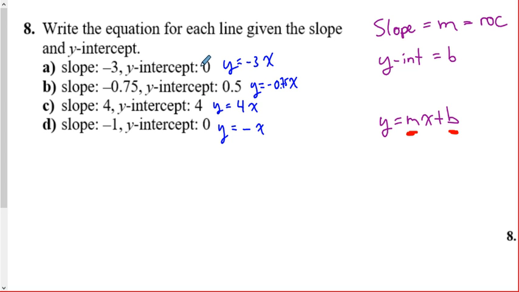Now this one has a y-intercept of 0, so I'm not actually going to write +0 because that wouldn't change it. So I'm just going to leave it as y equals -3x. And I know that means a y-intercept of 0. My next one has a y-intercept of 0.5, so I'll put plus 0.5.